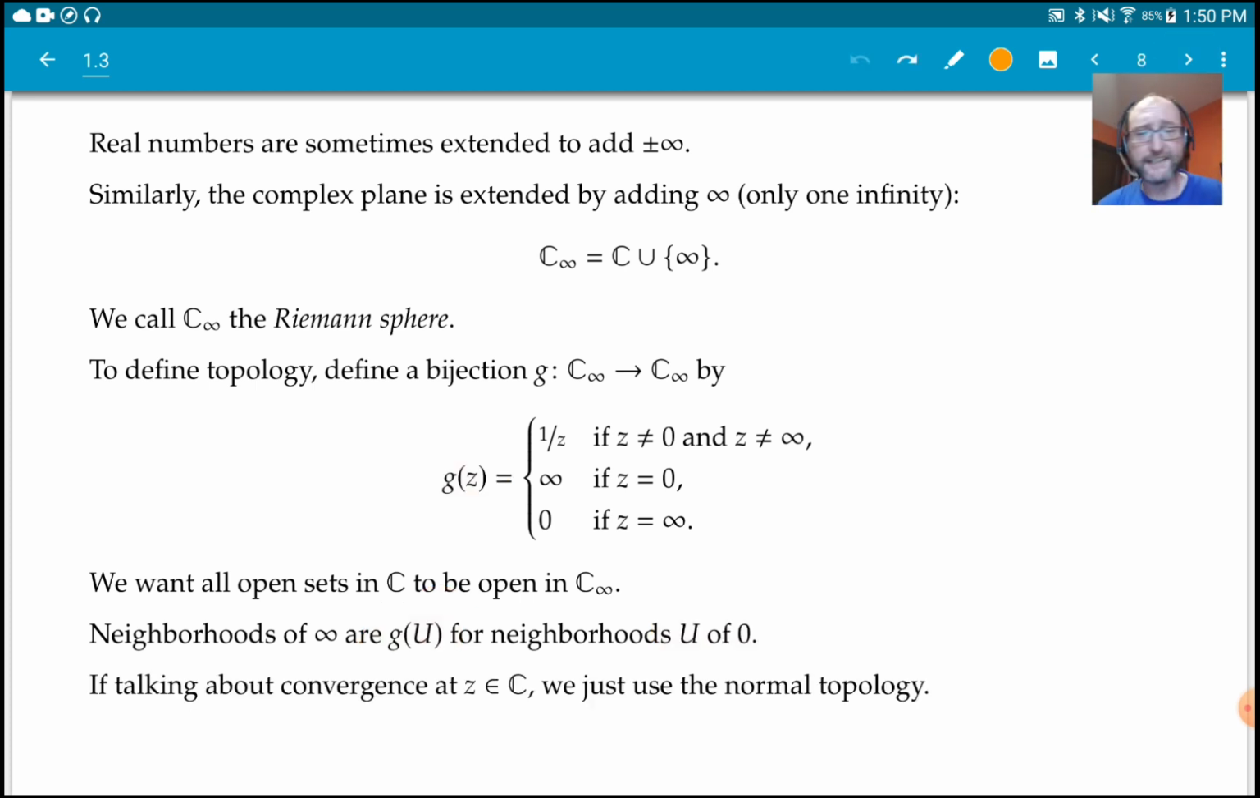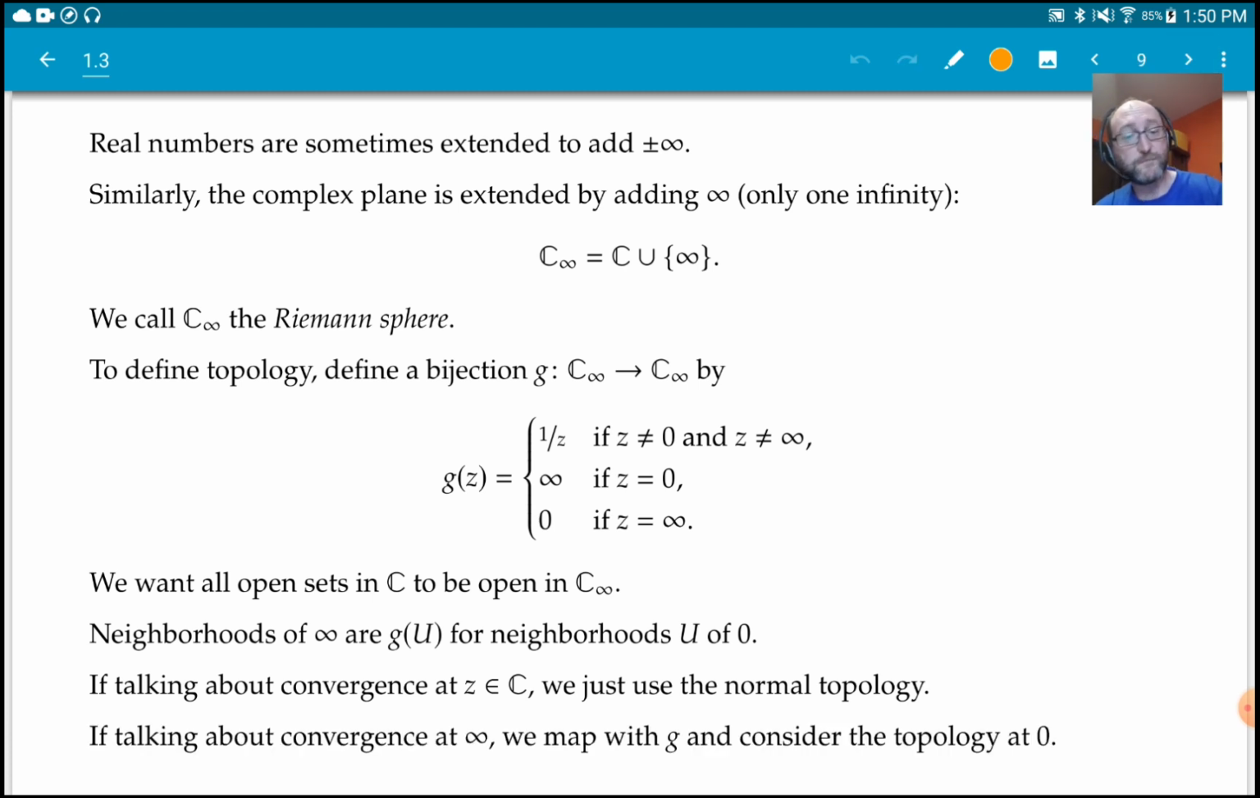Now the point is that if you define this topology on the Riemann sphere, then convergence at a regular complex number is exactly the same because the neighborhoods are exactly the same. Because we have just the normal topology nearby locally, right? And if we're talking about what happens at infinity, what we could do is use this map, this bijection, map everything to 0, and it's just regular convergence at 0, right? That's really the idea of this.